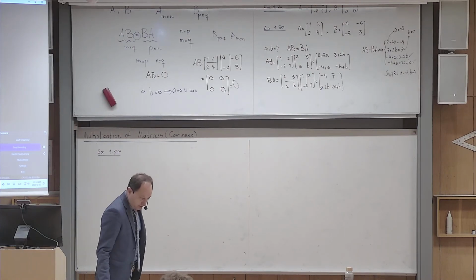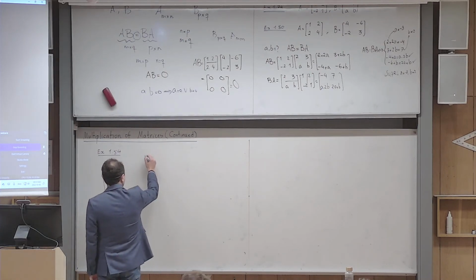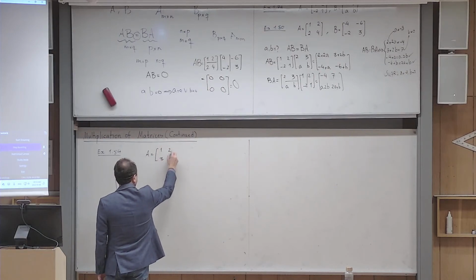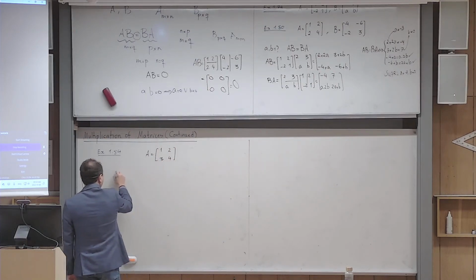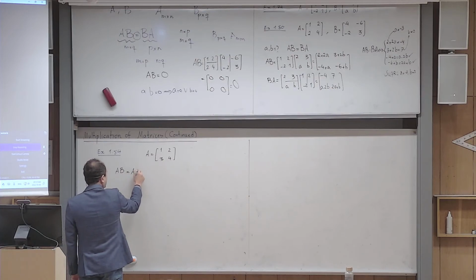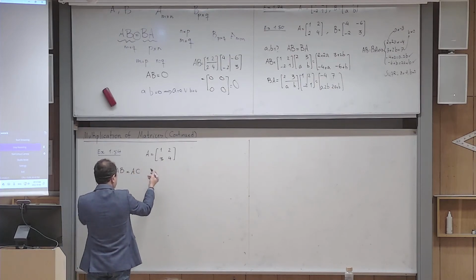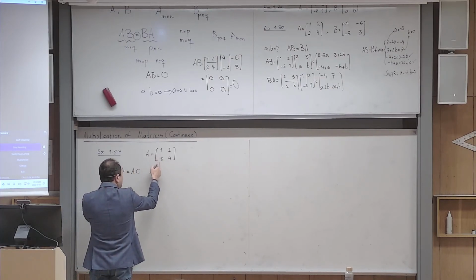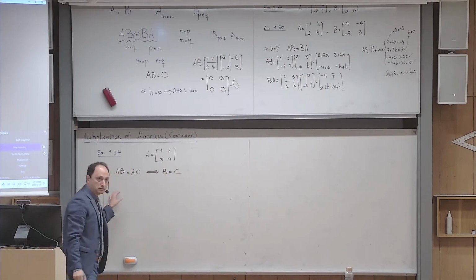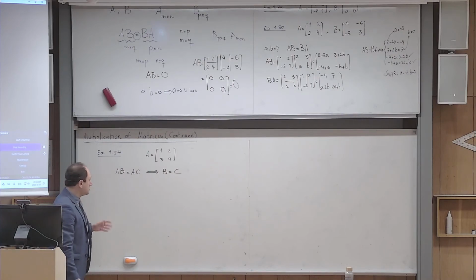So the example is this. We have this matrix A, which is [[1, 2], [3, 4]], yes? My claim is that if A times a matrix B, which is a square matrix of order 2, is equal to this, I want to prove that for this particular matrix, this is allowed. Yes, I want to prove this. So what can I do?